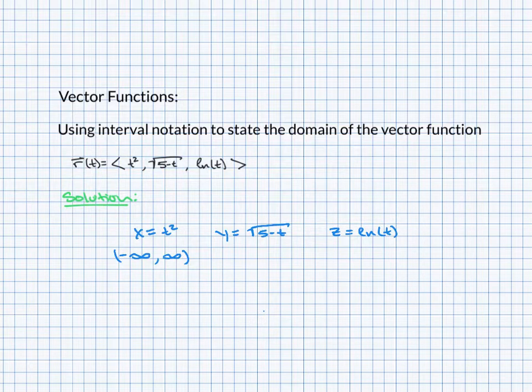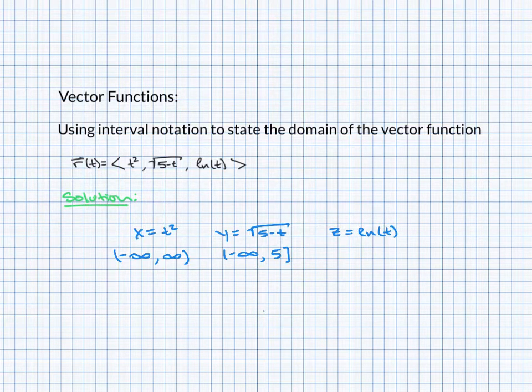Next, looking at y, we can have negative infinity, because any negative number will turn positive, all the way up to 5 with a closed bracket, because it can be 5, since you can have the square root of 0. But if it was, say, 6, that would be 5 minus 6, making it the square root of negative 1, and we can't have the square root of negative numbers.